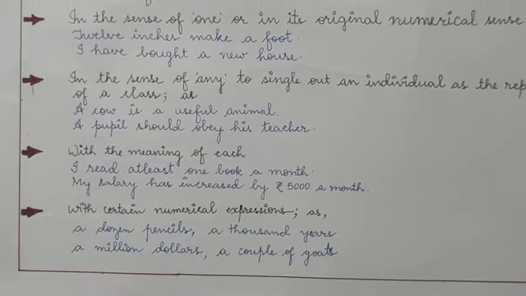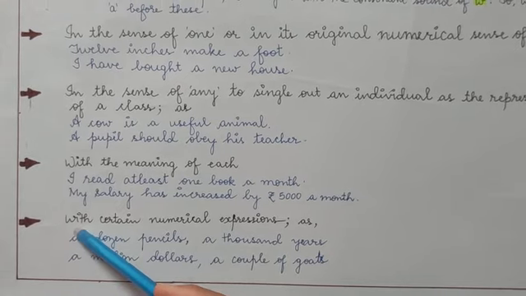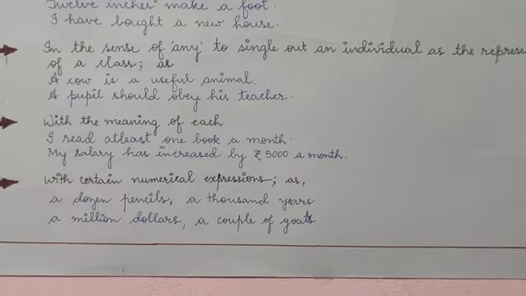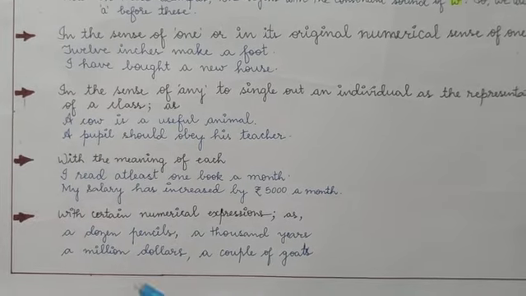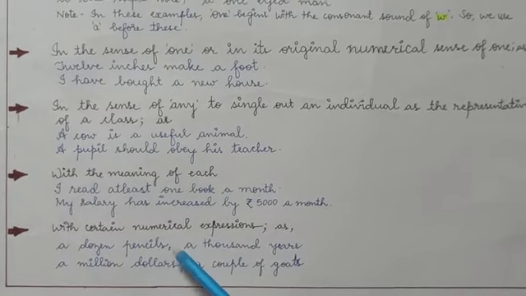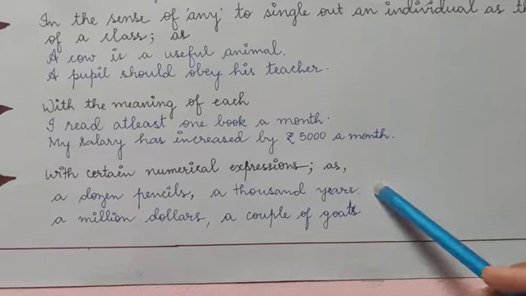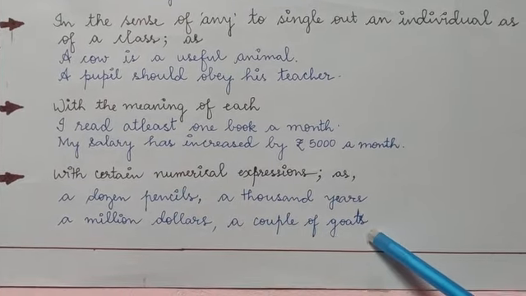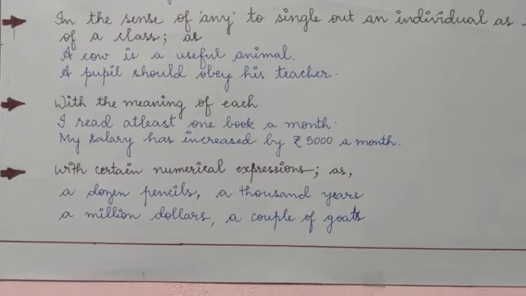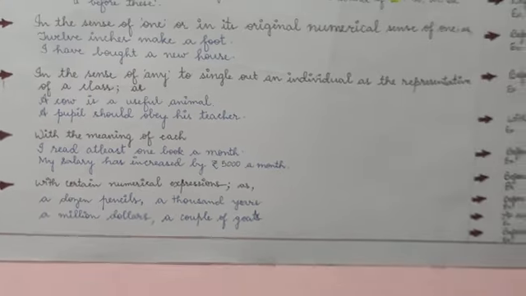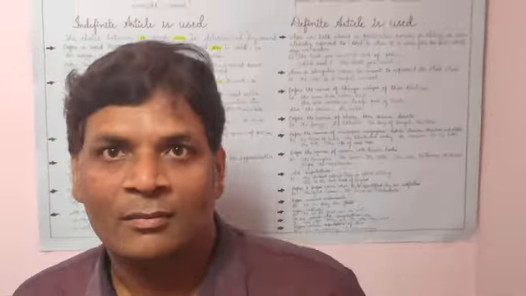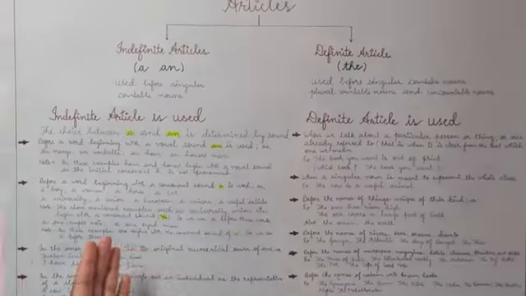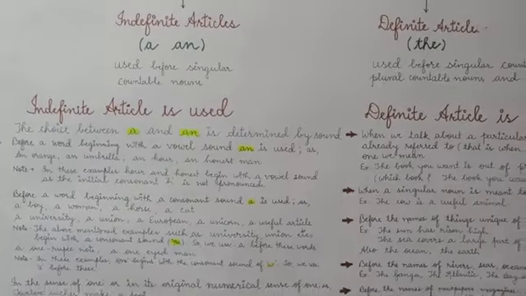So next rule, if we see certain numerical expressions also, generally so many times you must have seen people use a dozen pencils, a thousand years, a million dollars, a couple of goats. So in this way, indefinite articles, where we will use them, that is complete.